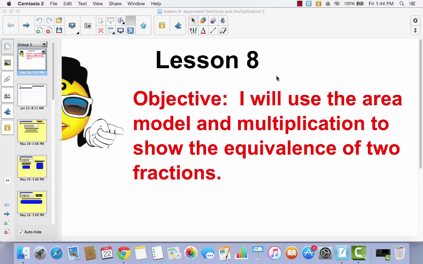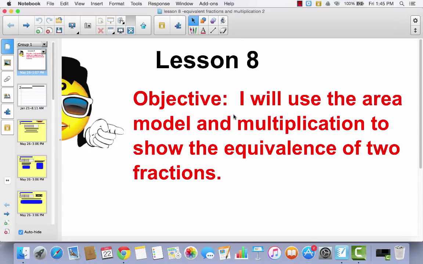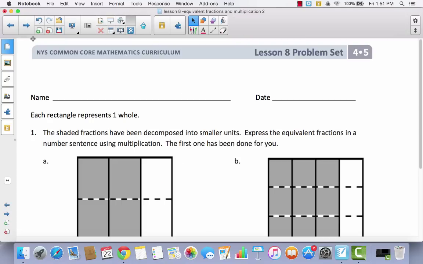Lesson 8, I will use the area model and multiplication to show the equivalence of two fractions. In Lesson 7, we talked about how you can use the area model and multiplication to show the equivalence of two fractions, and we're going to continue that again in this lesson. Move on to our problem set.